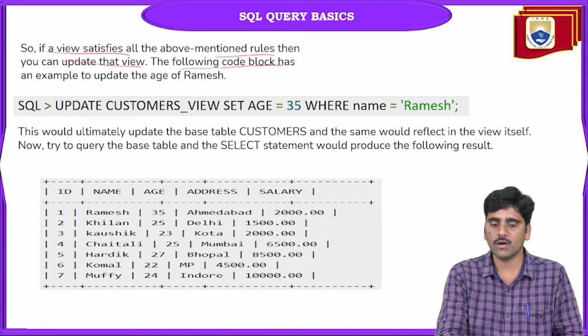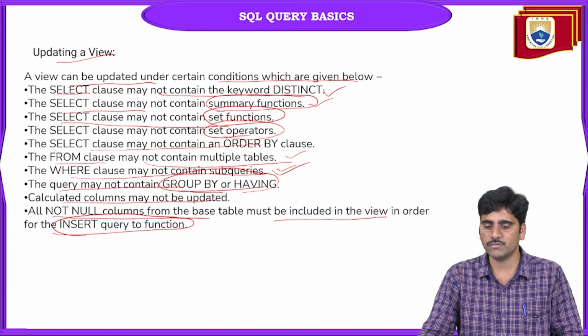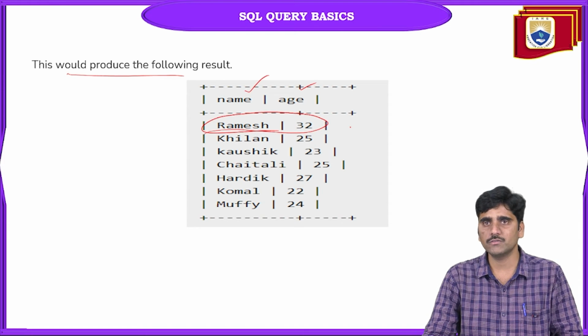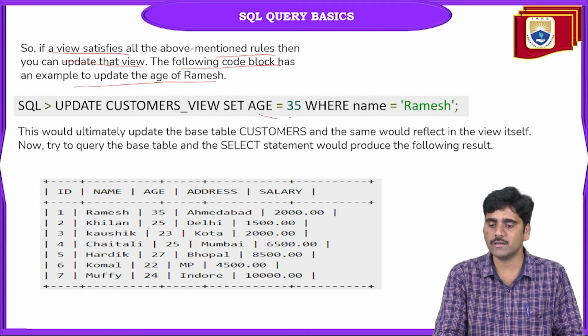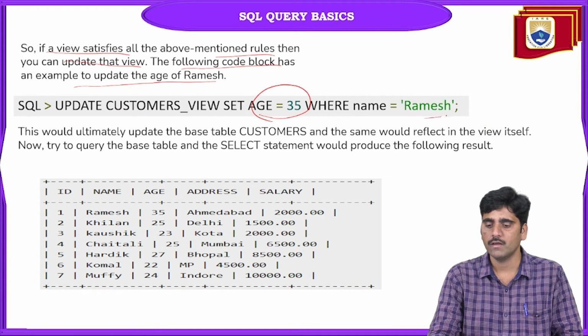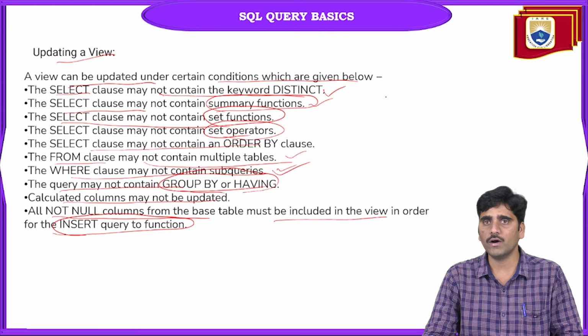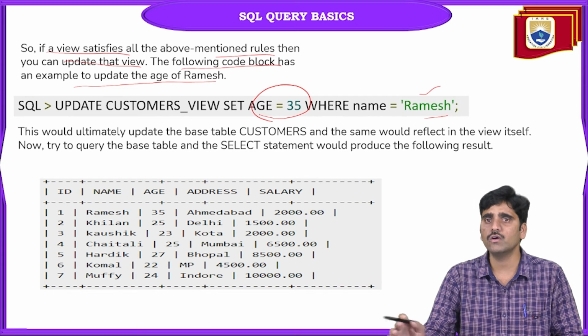The following code block has an example to update the age of Ramesh. In the previous example, if you see, the age of Ramesh is 32 in the view, right? Now what are we going to do? Now I am going to set age equals to 35 where name is Ramesh. So previously we had 32 for Ramesh's age. Now I am going to update the age of Ramesh from 32 to 35.